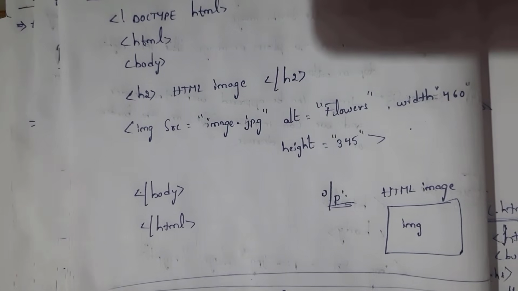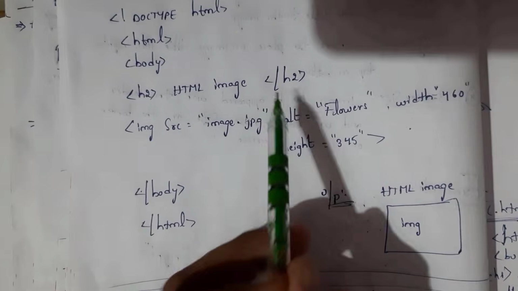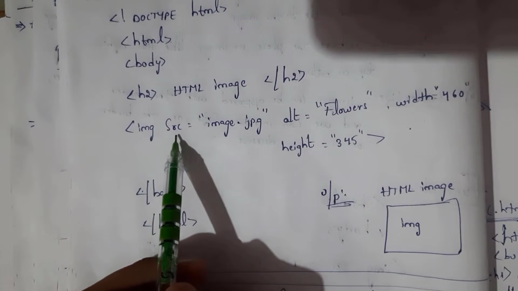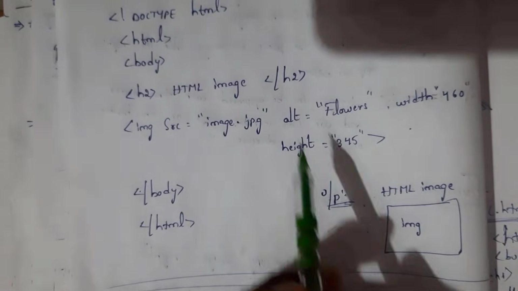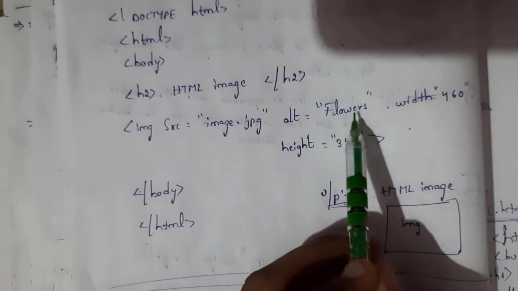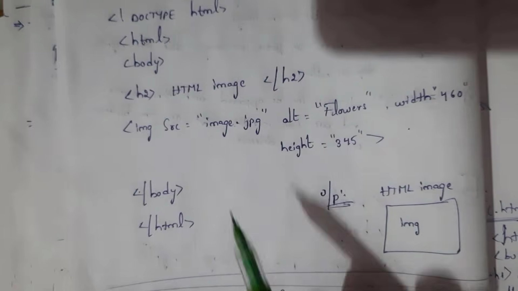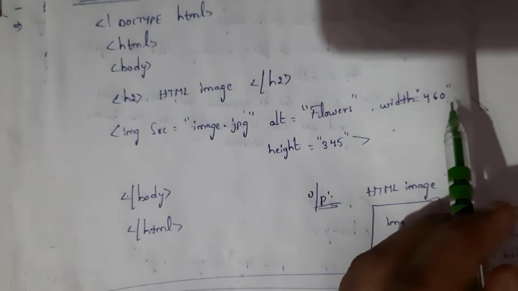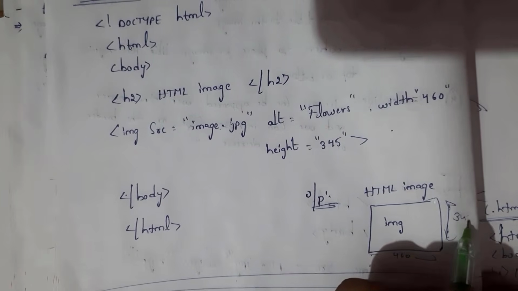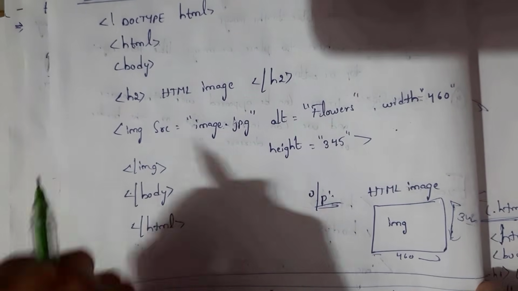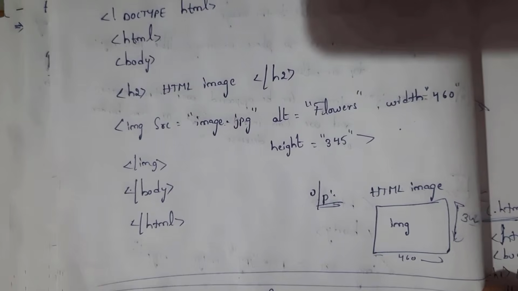This is another program. I took the heading as HTML image and the image source as image.jpg. This is the name of the image, and as the alternative name I gave flowers, and the width is 460 and the height is 345. This is the size of the image. Close this image tag. This is the second program of HTML images.